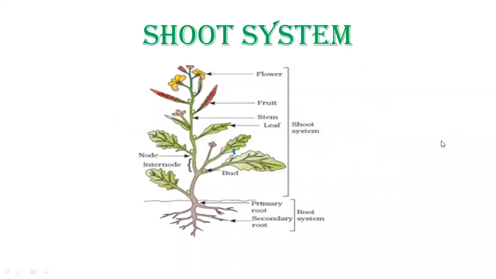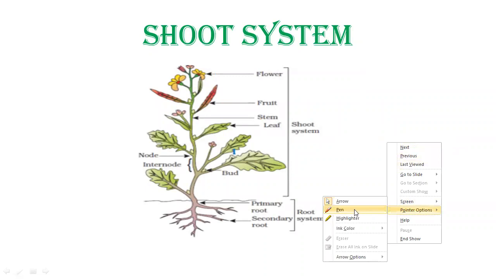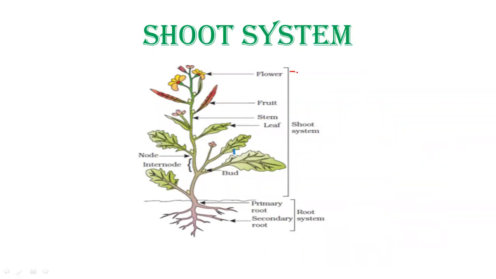First we talk about shoot system. What is shoot system? Shoot system is the upper part of the plant. It grows above the soil. Like root grows underground, shoot grows above the soil.